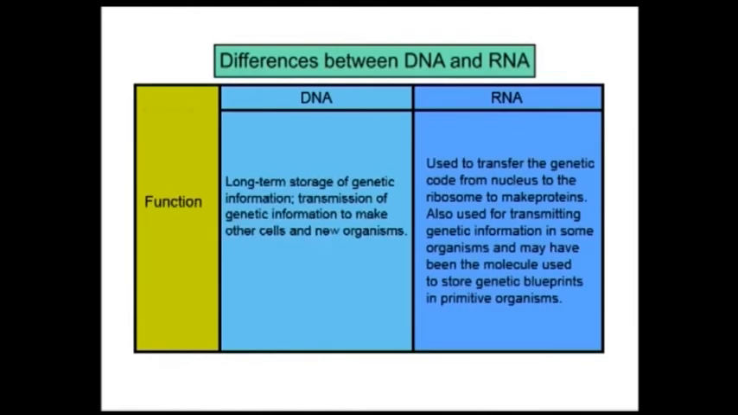Function-wise, DNA is a long-term storage of genetic information and transmits genetic information to make other cells and new organisms, whereas RNA is used to transfer the genetic code from the nucleus to the ribosome to make proteins. It is also used for transmitting genetic information in some organisms and may have been the molecule used to store the genetic blueprint in primitive organisms.